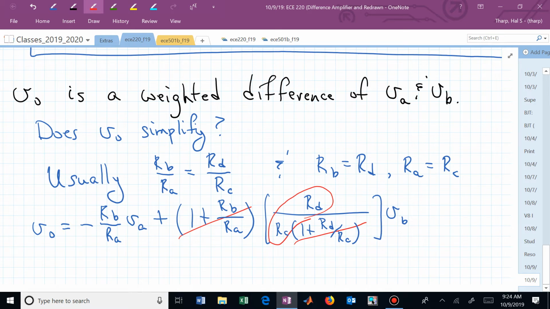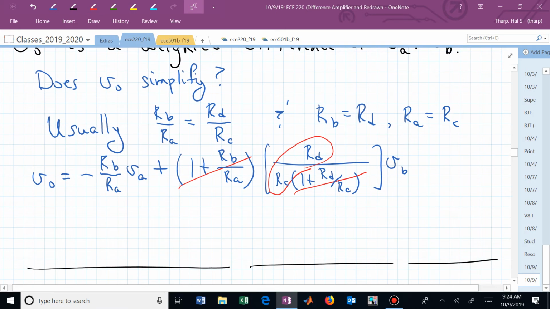Or we can now rewrite this as V sub O, the output, under these conditions with the relationships, these equalities with our external resistors around this op-amp, now gives us R sub B over R sub A times the difference V sub B minus V sub A.